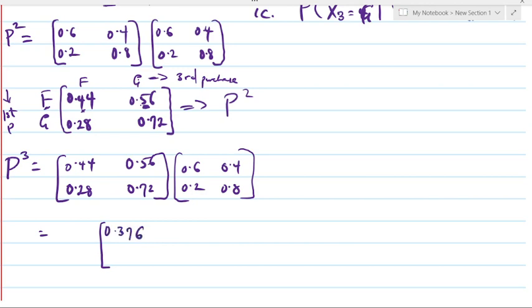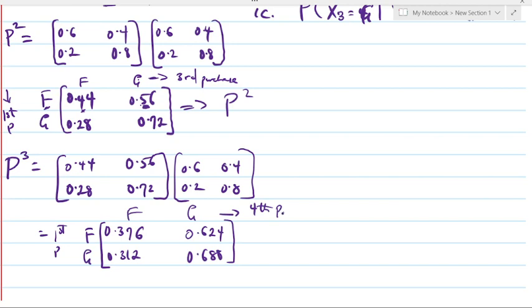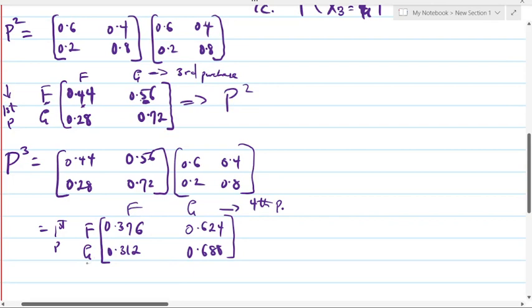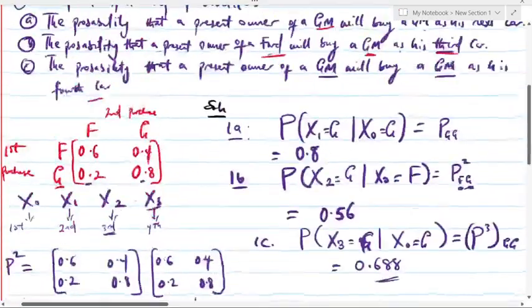0.376, 0.624, 0.312, 0.688. Don't forget this is your first purchase, which is F and G, and this is now your fourth purchase. But what we are concerned about is the transition from G to G, that is 0.688. Alright, so let's move to the second question.